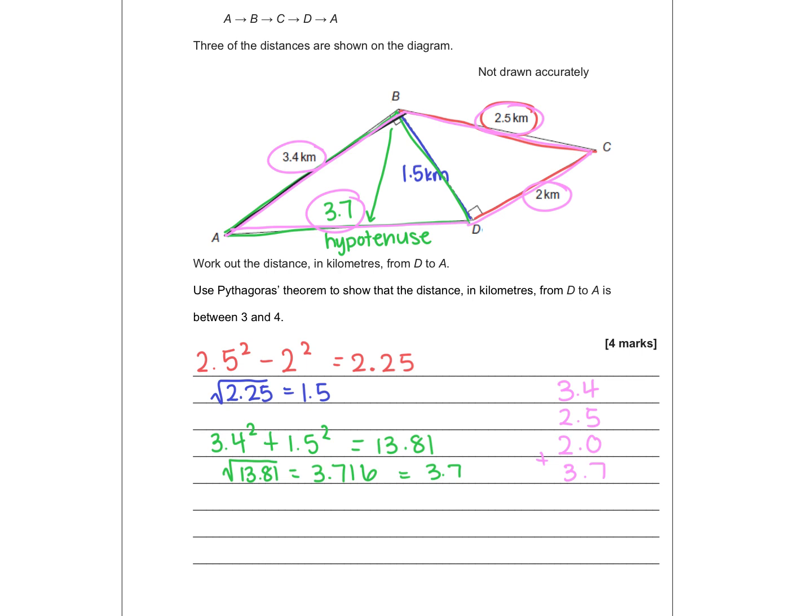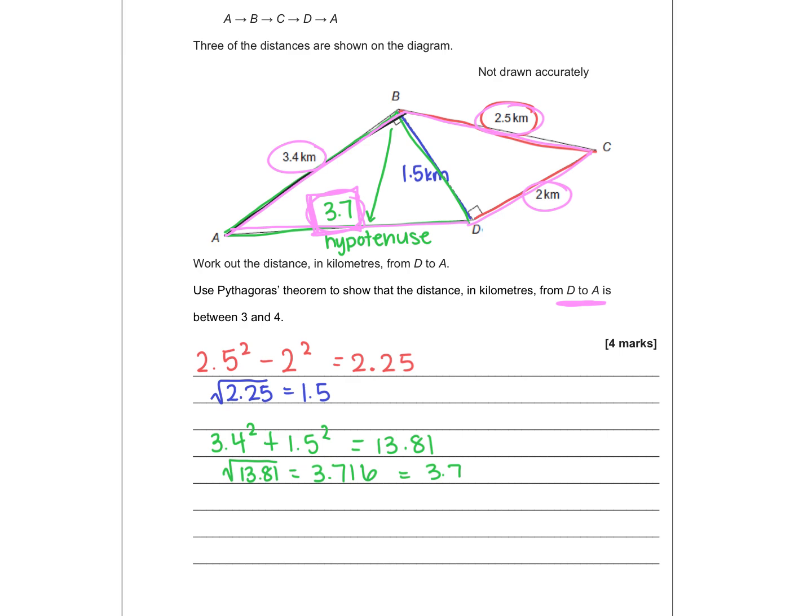Oh, hang on. I got way too complicated. Ignore all those things I said. Who cares about the pink color? It doesn't really matter. I got way too excited about this question. Show that the distance from D to A is between 3 and 4. I already did that like 5 minutes ago. So sorry. All right, 3.7. We're done. Sorry, got a little carried away.